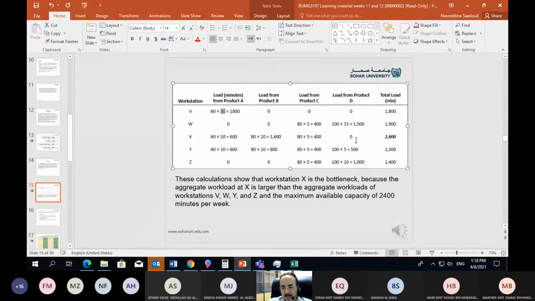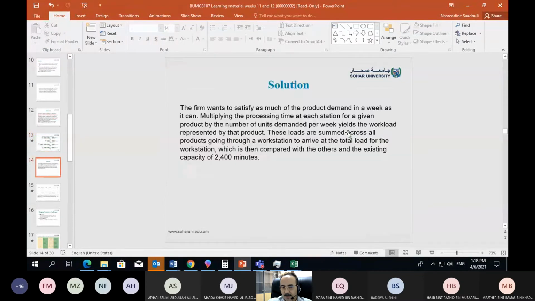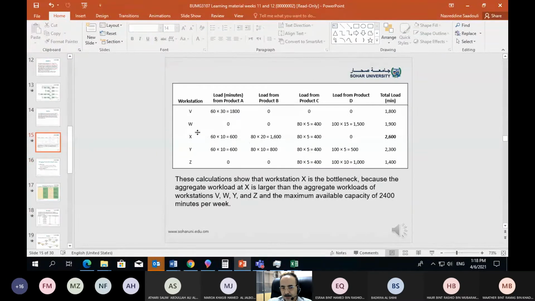So if I take, for example, X, how did we get these values? I go back to our example here. Workstation X is used here by product A. How many products? The demand is here, 60 times 10. So I will need 600 minutes, 60 times 10 for product A. That's where this is coming from.